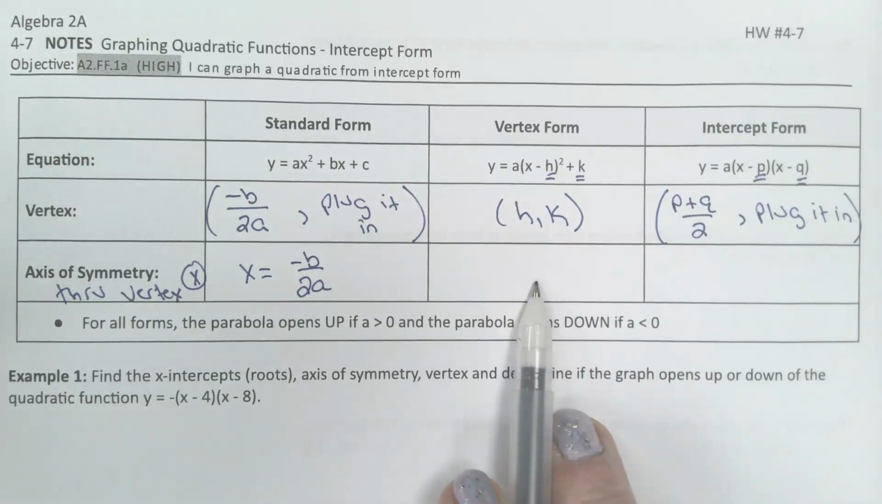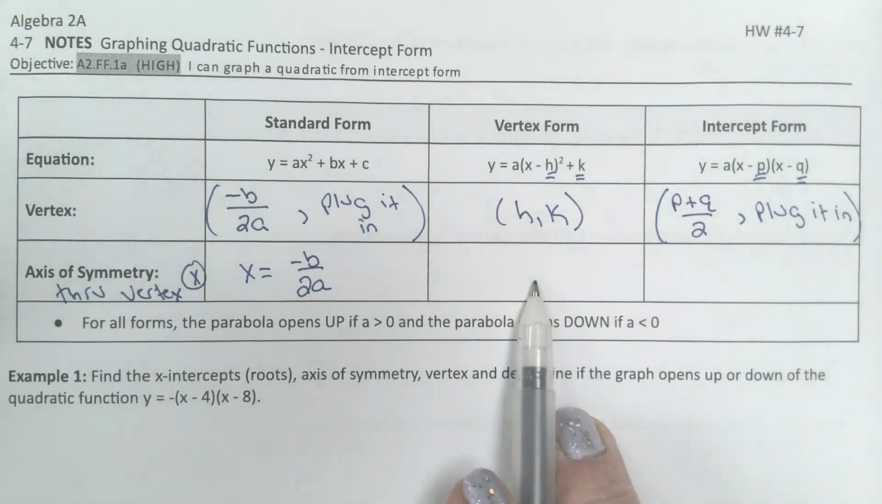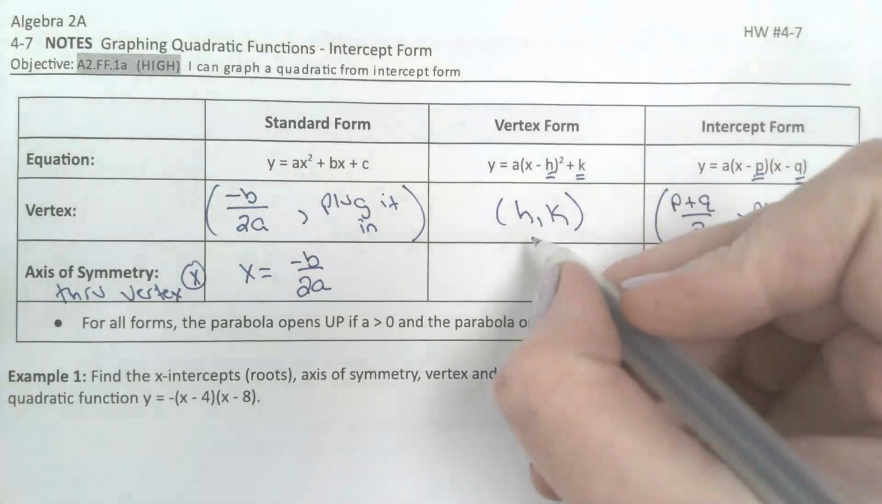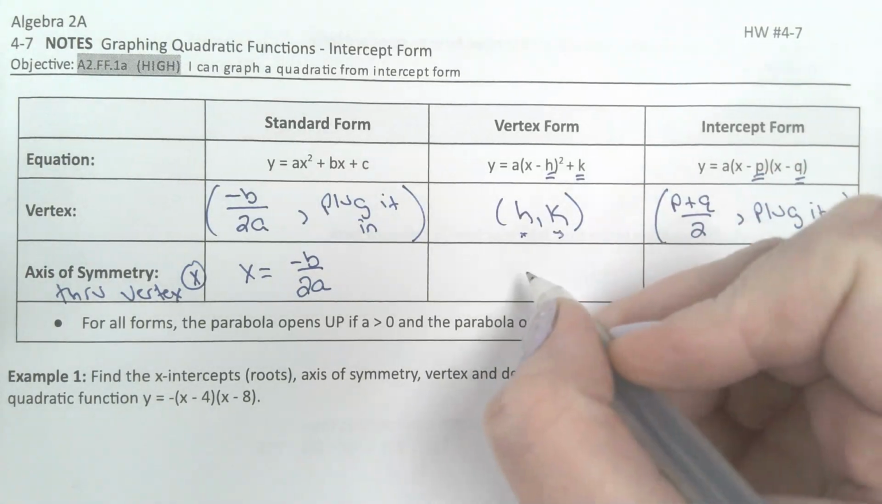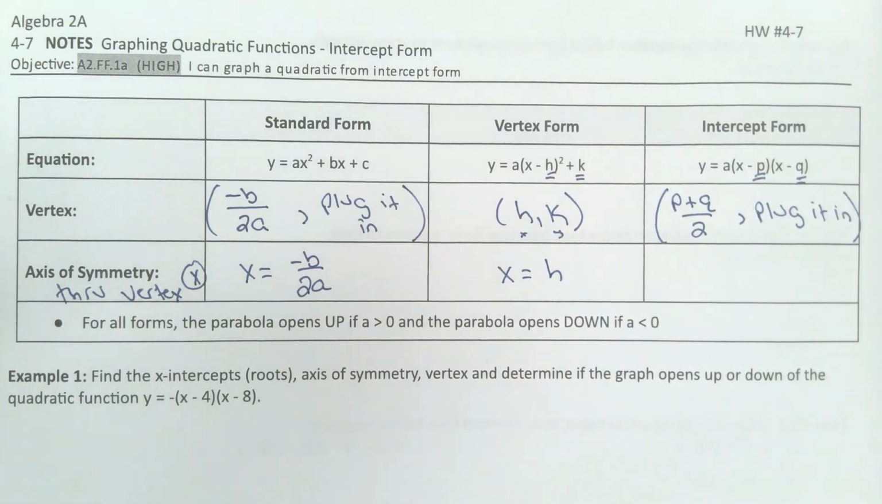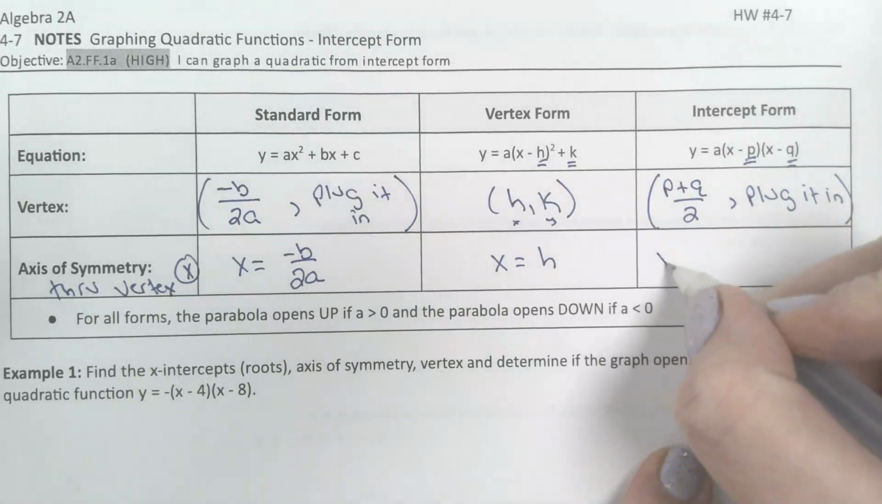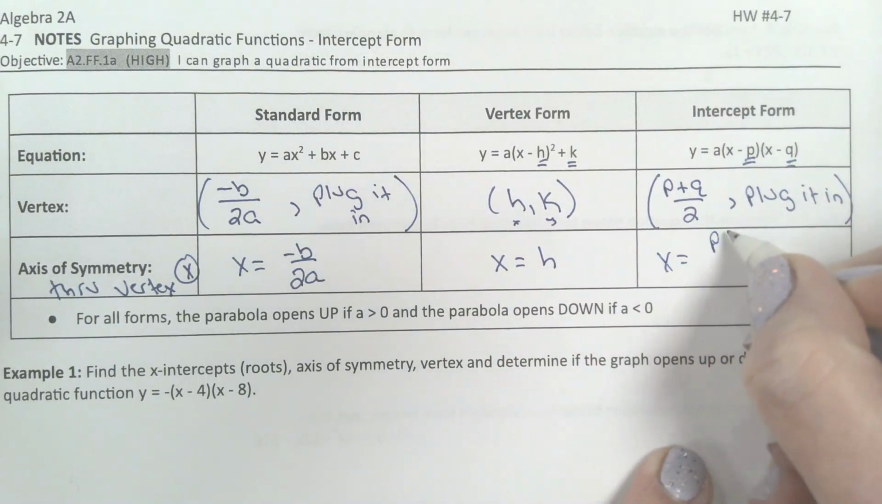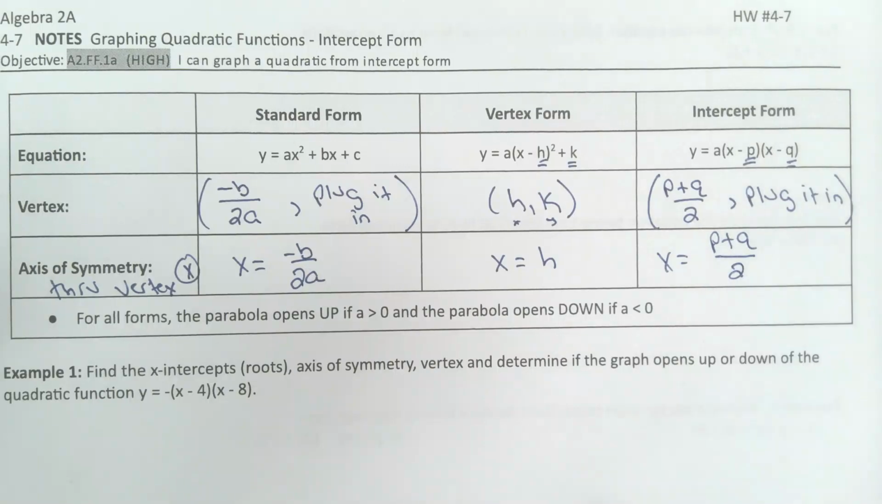In vertex form, what's it going to be? Which one is the x in h, k? The h, because there's your x and there's your y. So it's just going to look real weird, but x equals h. And then where is your axis of symmetry on intercept form? Right there, P plus Q divided by 2.